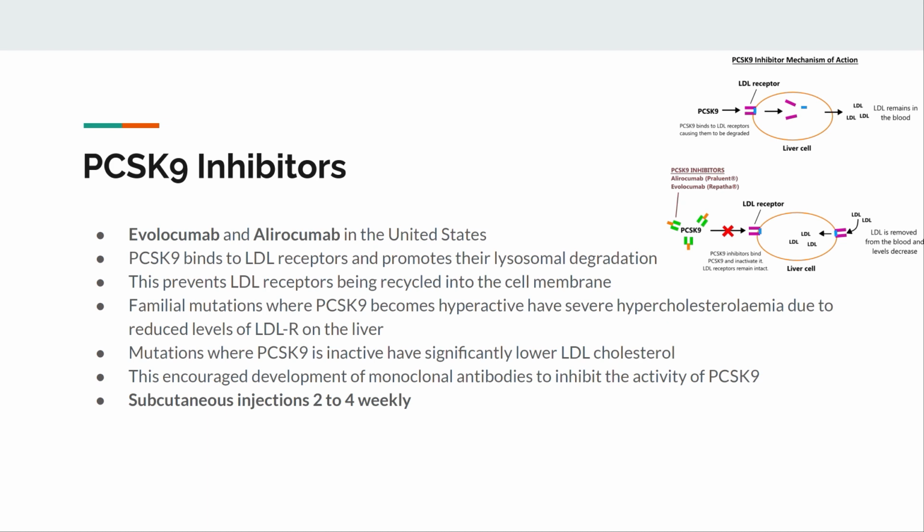The opposite condition is when the PCSK9 protein is inactive, and so none of their LDL receptors get targeted for destruction. They have a very, very low LDL cholesterol. So that made drug companies think of developing a monoclonal antibody that could block the activity of PCSK9, and that's what these are, and they're given as a subcutaneous injection every 2 to 4 weeks.